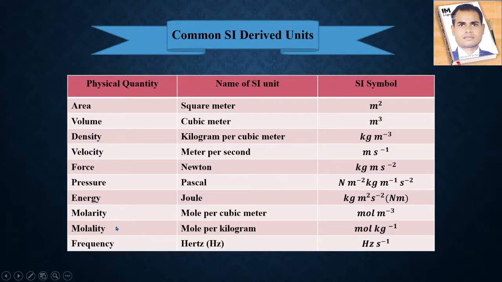Next physical quantity, molarity. The SI unit for molarity is mole per cubic meter, mol m⁻³. The next is molality. The SI unit for molality is mole per kilogram, and the symbol is mol kg⁻¹. And the next physical quantity, frequency: the SI unit for frequency is the hertz, and the symbol is per second, s⁻¹.